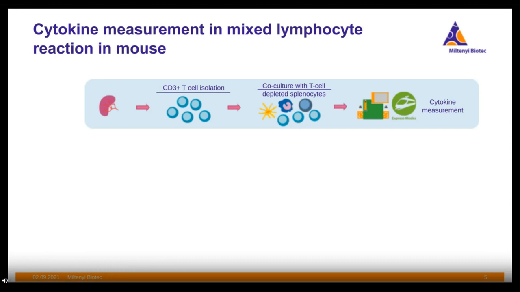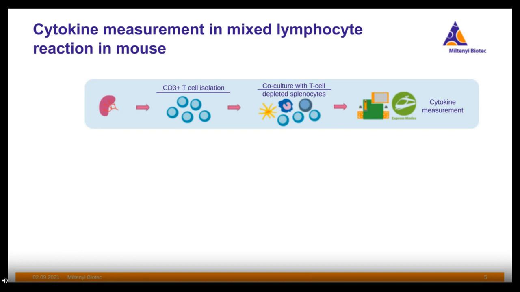Now this technology was applied for the cytokine measurement in a mixed lymphocyte reaction assay, and this data was kindly provided by our customer. The assay was done in a mouse model. The assay setup looks like this, where CD3 positive T cells were isolated from splenocytes, and then they were co-cultured with splenocytes from a T cell depleted mouse.